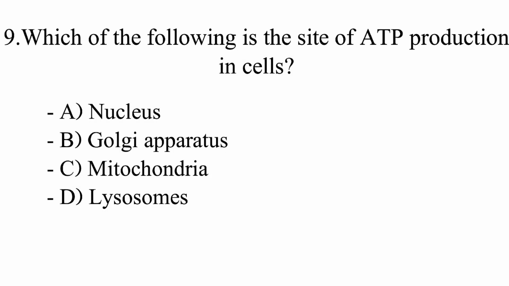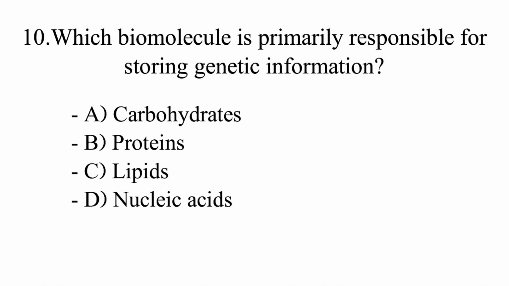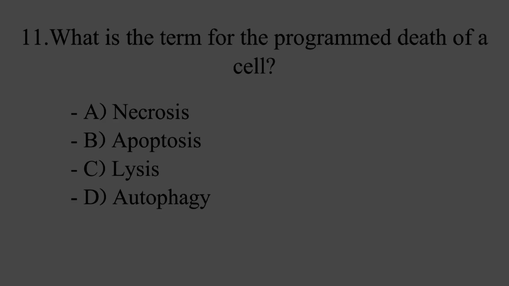Question number 9. Which of the following is the site of ATP production in cells? The correct answer is option C, mitochondria. Question number 10. Which biomolecule is primarily responsible for storing genetic information? The correct answer is option D, nucleic acid.